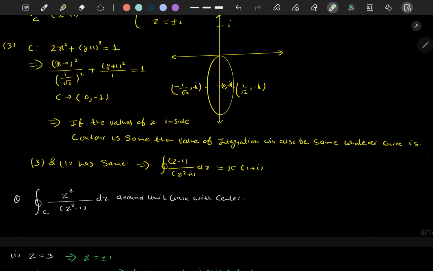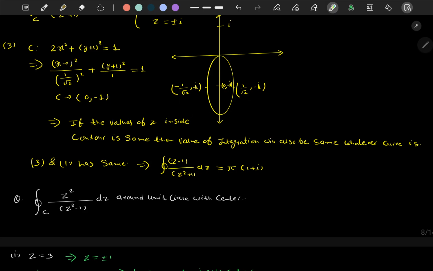We have this equation of a closed contour. So when you solve it, x square by 1 upon 2, y plus 1 square upon 1. The center is 0 comma minus 1, and the radius is 1, but the major axis and minor axis are 1 by root 2 and 1. So just draw it. It is 0 comma minus 1, and it is y, so you can take iota, and it is minus 1 upon root 2 minus iota and 1 upon root 2 minus iota.